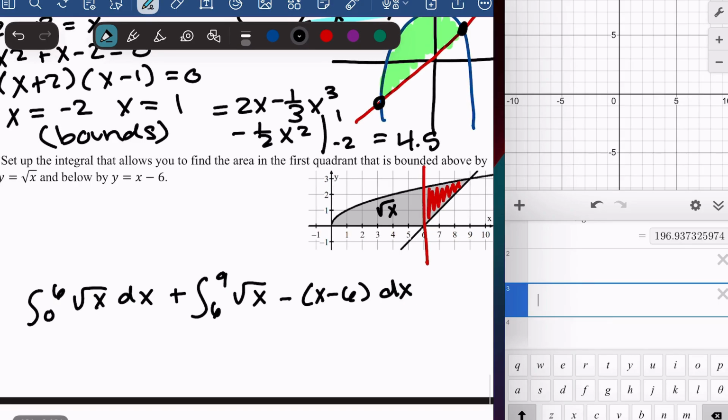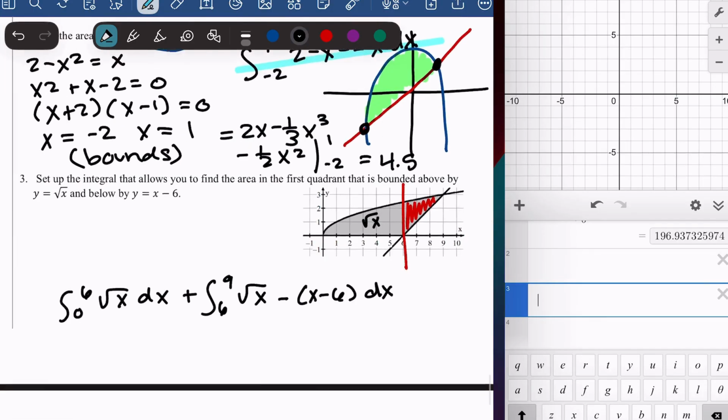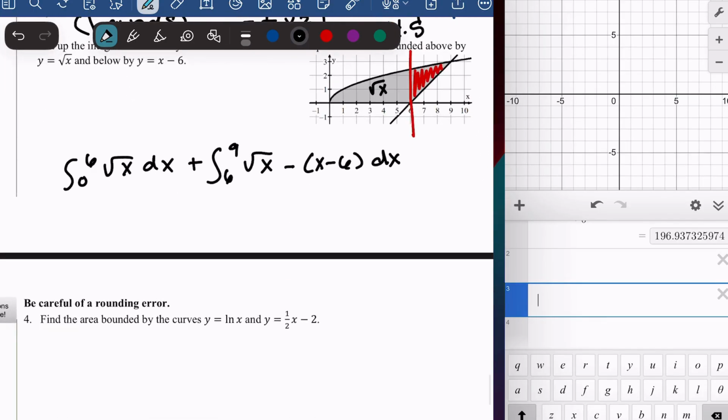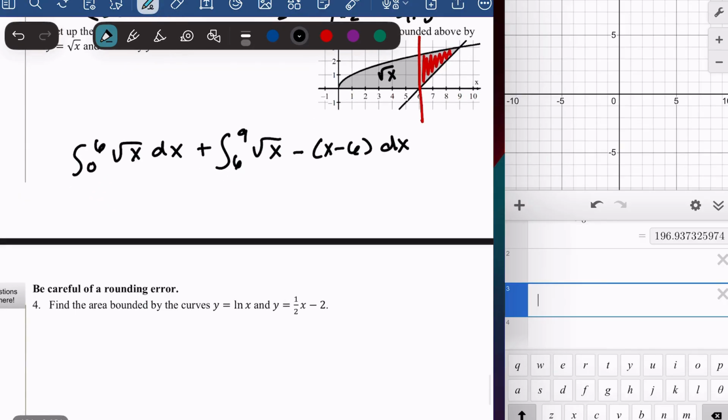Okay. And again, for this question, it just wanted us to set up the problem. It did not want us to solve. Okay, but we could easily solve this by plugging it into Desmos and getting an answer. Any questions on 3?